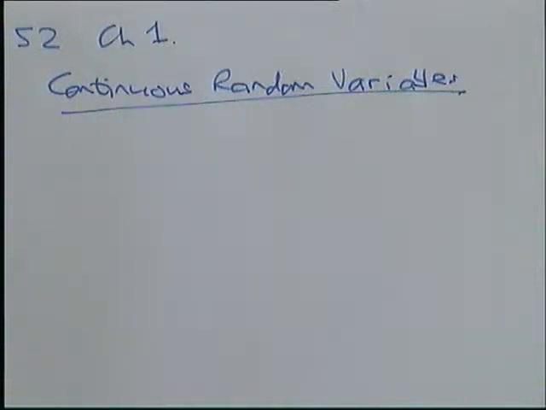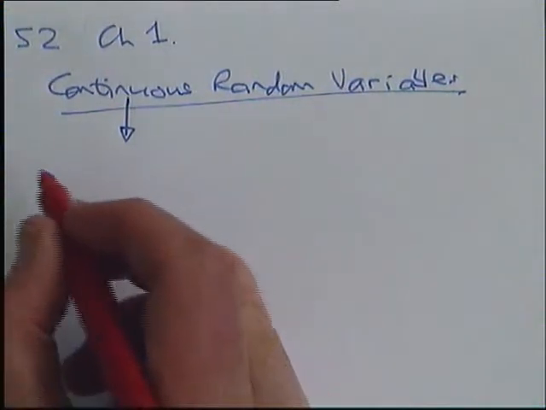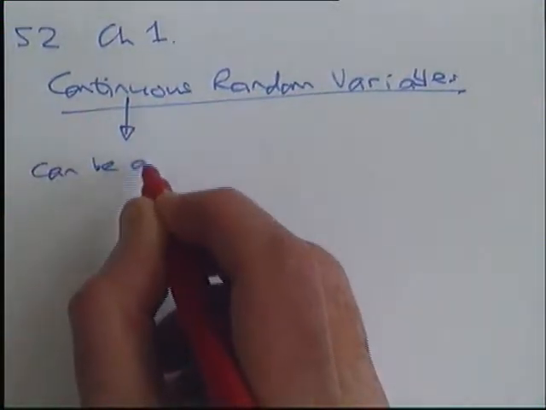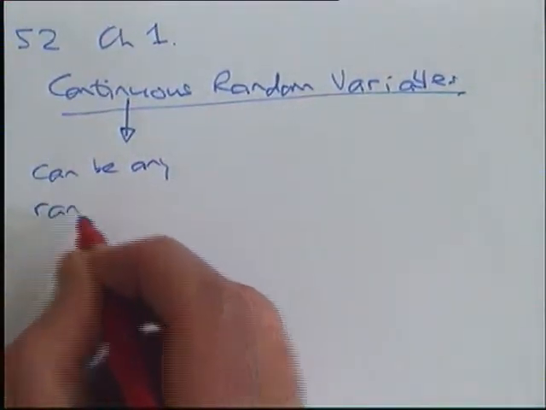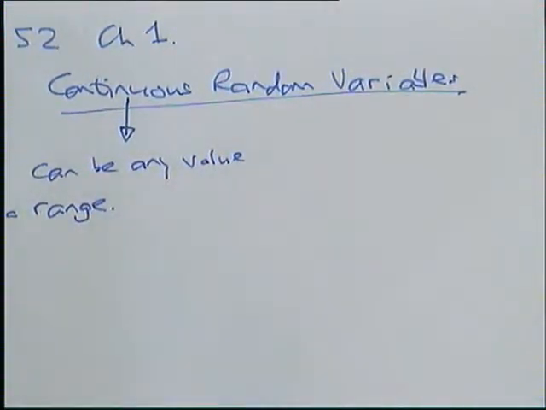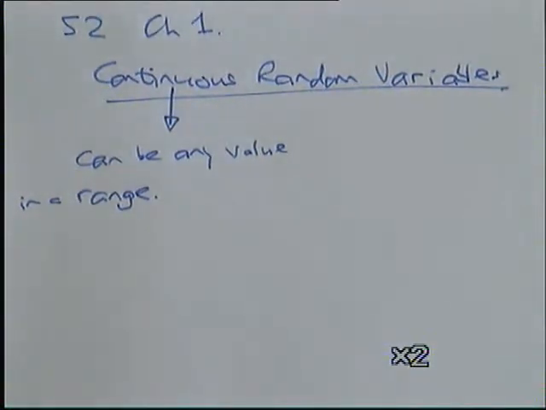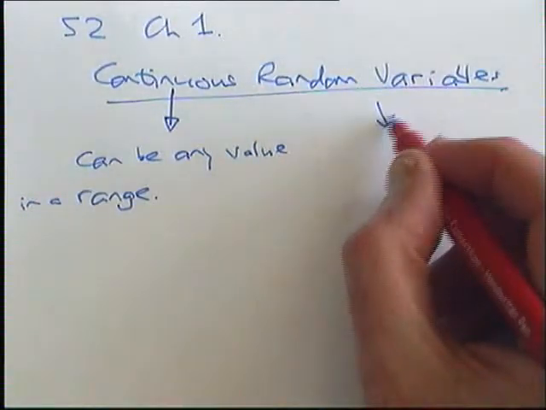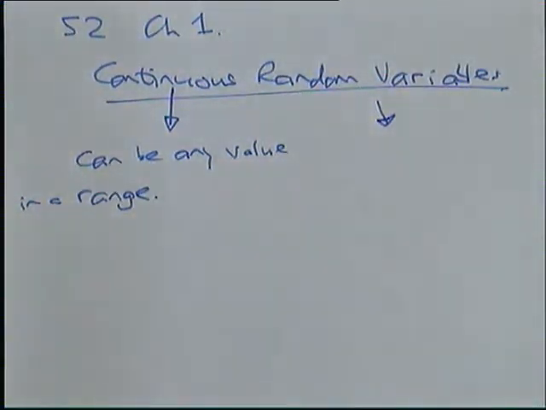Okay, S2, Chapter 1, continuous random variables. First off, just look at the chapter heading itself. Continuous. What does the word continuous mean, either from your knowledge from S1 or from GCSE? Can be any value in a range. Can be any value, yeah, okay, great. So it's not restricted. Any value in a range. Okay. What's the opposite then of continuous? Discrete. Okay. Random variables. What do you know about random variables?